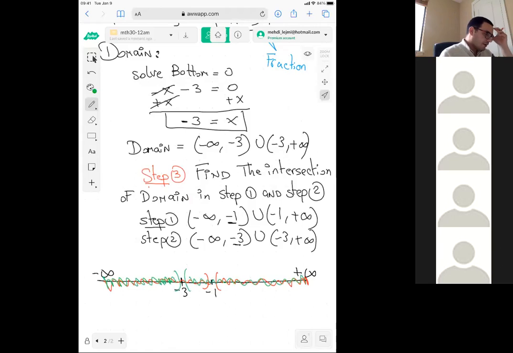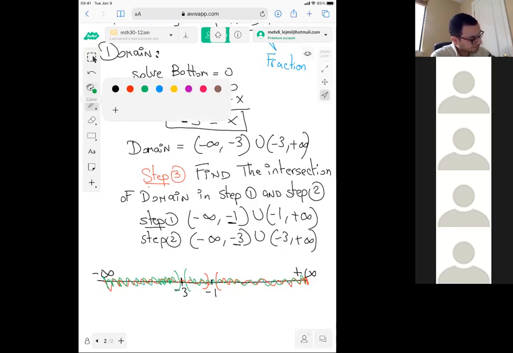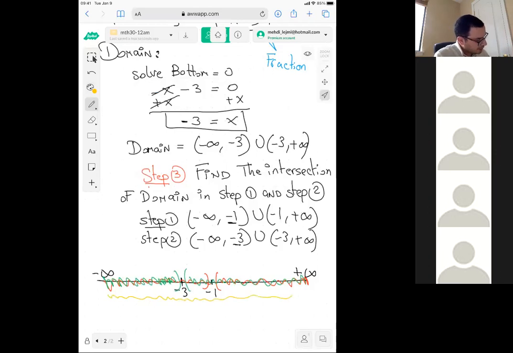Well, so what will be the intersection here? What will be the domain which is at the same time green and red? Well, I mean, here everything looks like green and red at the same time, except, of course, negative 3 and negative 1 because they are excluded, right? Negative 1 is excluded from the domain of g. So here everything is common except negative 3 and negative 1, right?